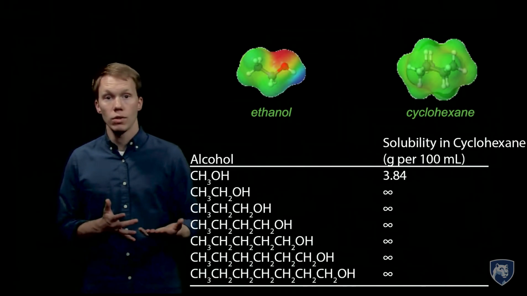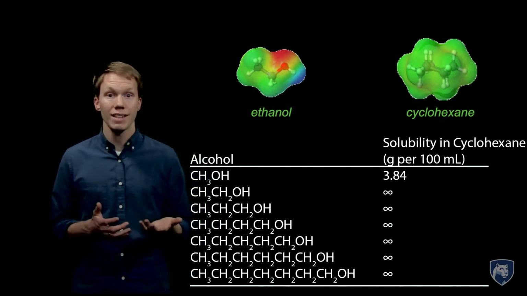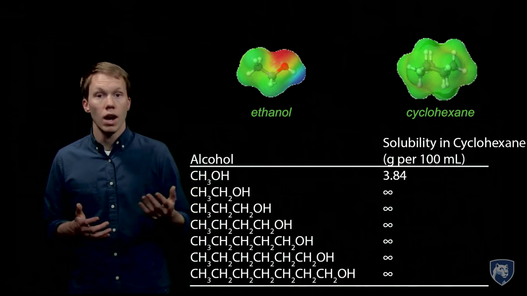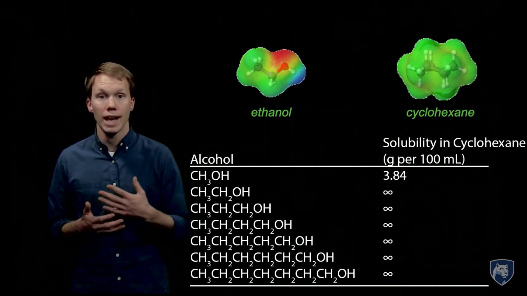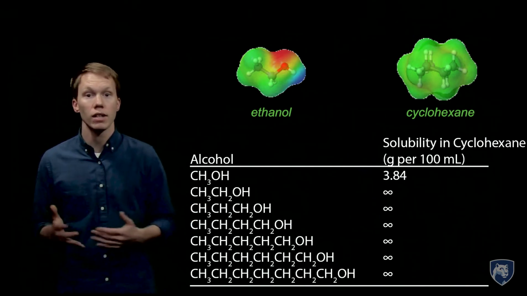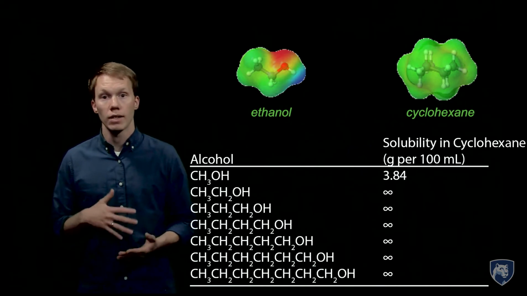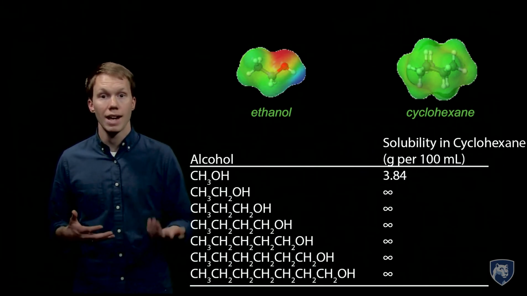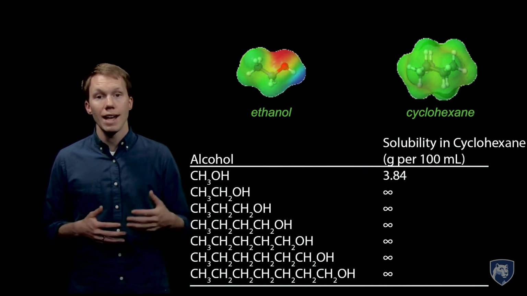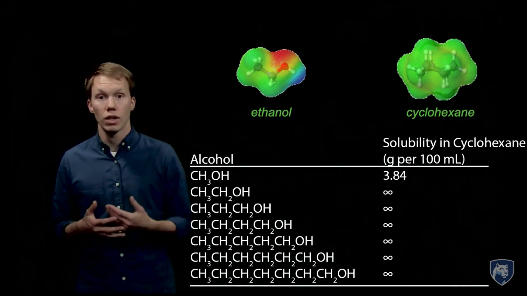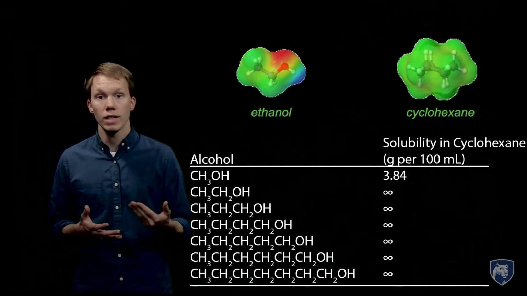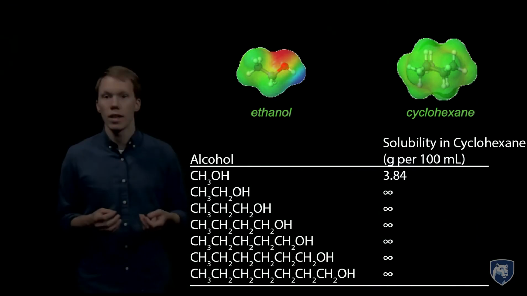Now compare that to cyclohexane. Cyclohexane is a non-polar hydrocarbon, and so we might imagine that as we get longer alkyl chains here, those are going to be more soluble because we have a non-polar and a non-polar mixing. And as those chains get shorter now, we get less and less solubility because we're increasing the polar character.